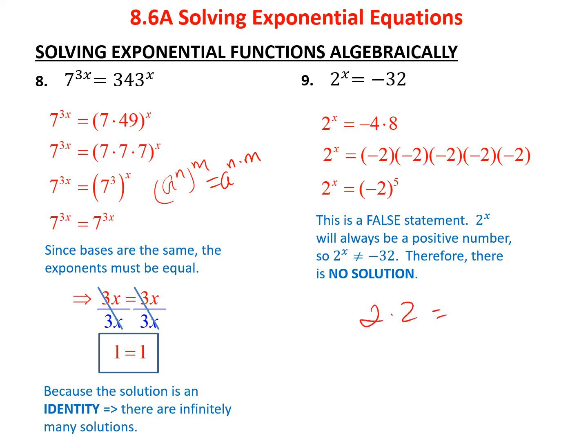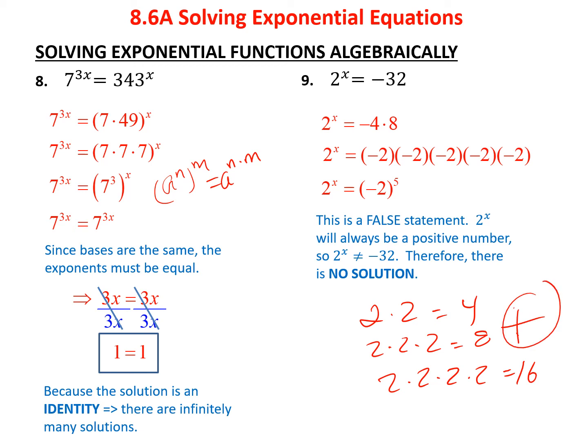And of course, the obvious reason is no matter how many times you multiply, 2 times 2 is 4. 2 times 2 times 2 is 8. 2 times 2 times 2 times 2 is 16. Notice they're all positive numbers. Keep multiplying by 2, you're never going to get a negative number. And that's why this is going to be no solution.